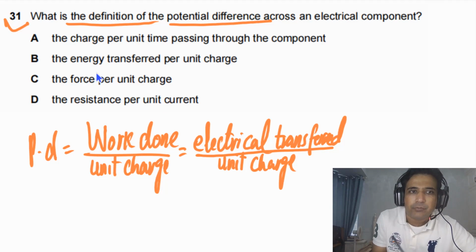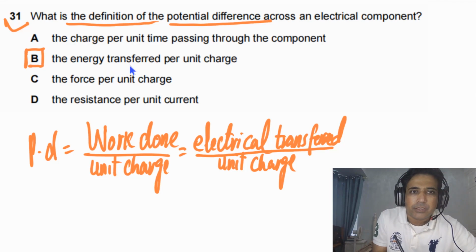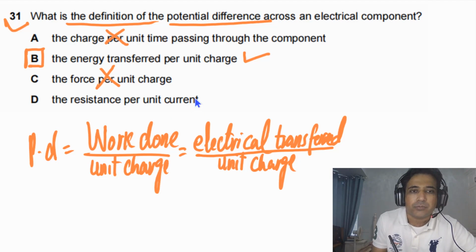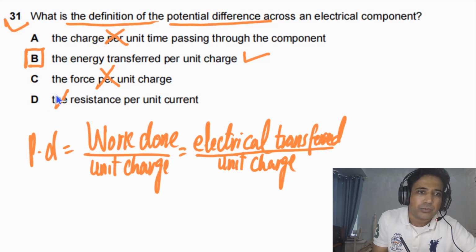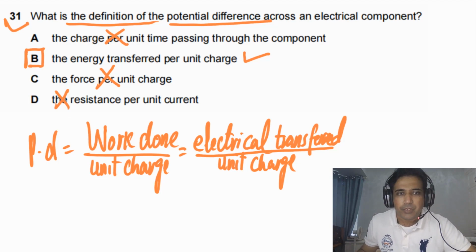So if you look at the given options, for option B it is given to us the energy transfer per unit charge. So this is the right answer. The charge per unit time, this is current, this is wrong. Force per unit charge, this is electric field, this is also wrong. Resistance per unit current, this is also wrong. So the answer for this question is B.